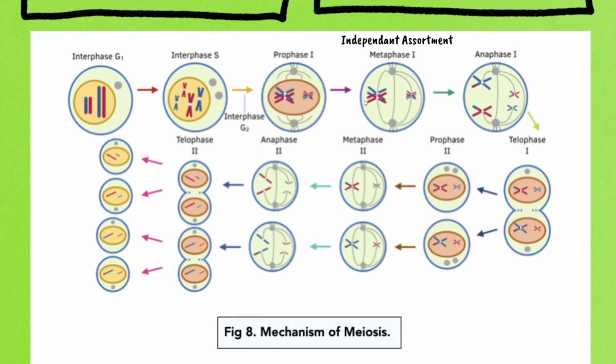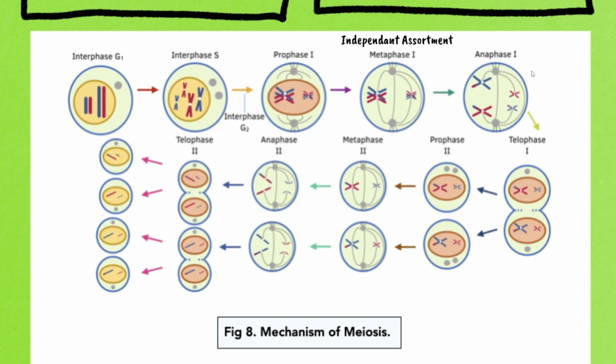Independent assortment is basically the production of different combinations of alleles in daughter cells, a result of random alignment of bivalents on the equator of the spindle during metaphase 1 of meiosis. So what is going on here? Because the spindle attaches to the centromeres, these chromosomes align with each other. When they align, they overlap. This overlapping causes combinations of various genes, alleles, thus causing variation. Therefore, during this mixing, there's variation.